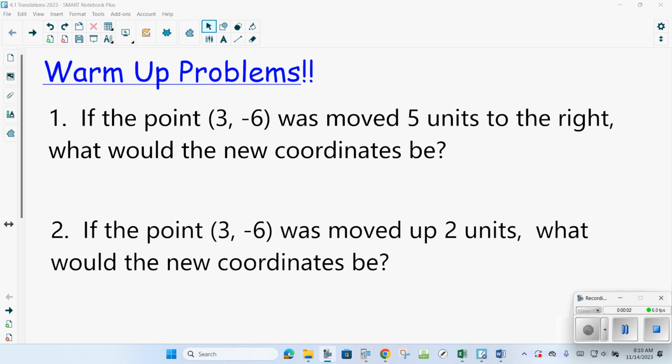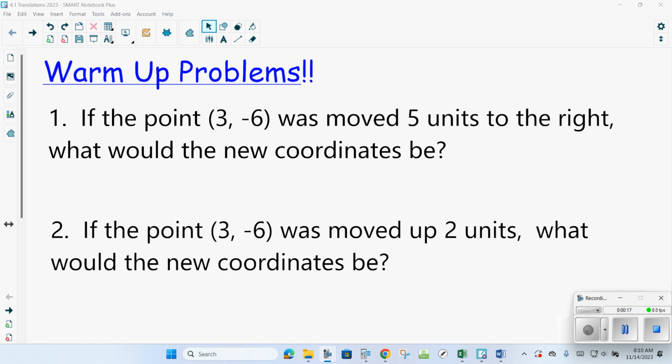All right, welcome back, Hononegah Geometry. Today we're going to start Chapter 4 on 4.1 Translation. We're moving things around. So translations, transformations, we're going to go through this chapter. We're basically moving pictures, and here we go.